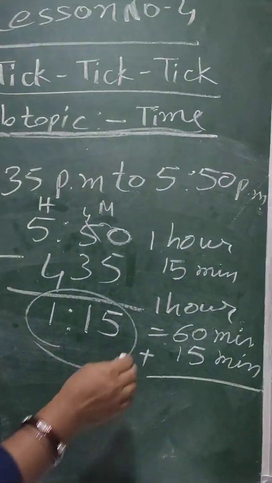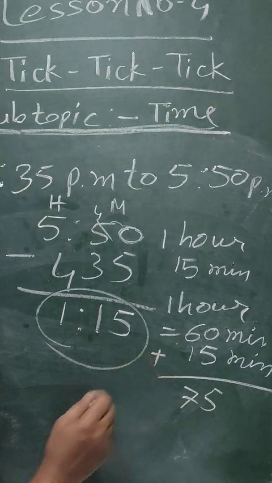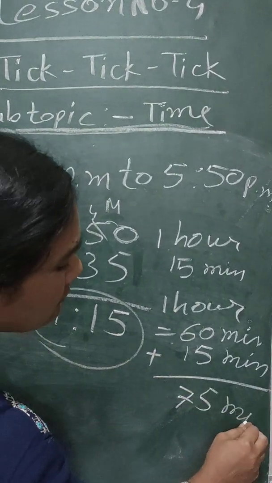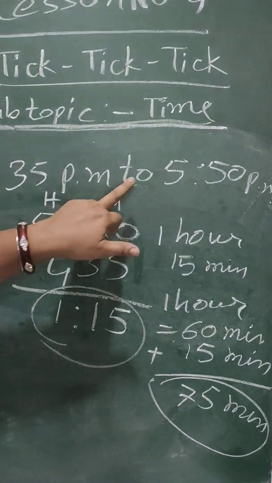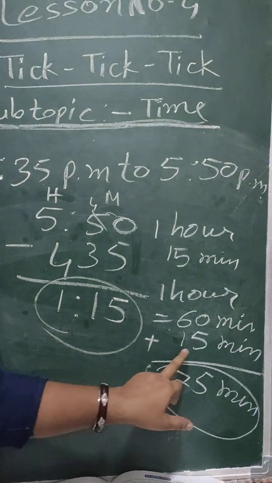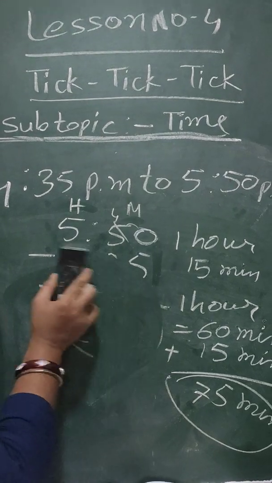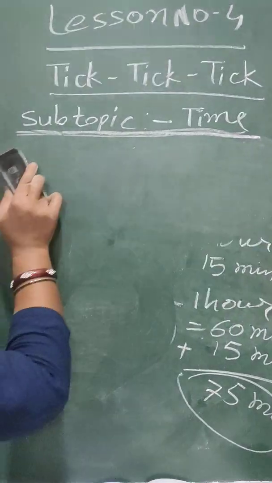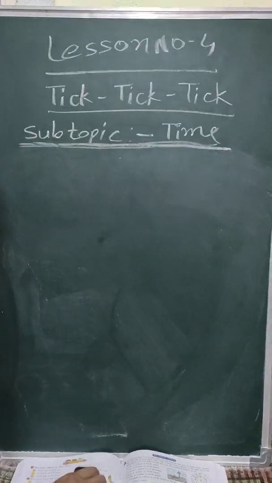Okay, so we will add now 0 plus 5, 5, 6 plus 1, 7. So how many minutes it is? Total 75 minutes. 4:35 p.m. to 5:50 p.m. it is. Between the time is, duration is 75 minutes it is. Now understood? Next, how to convert? Next you will learn.